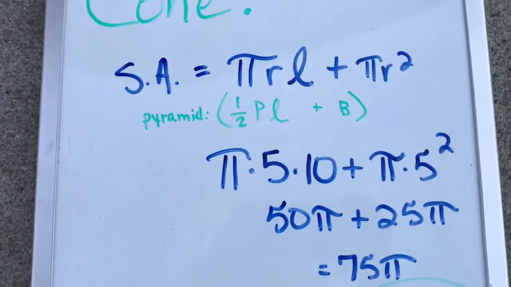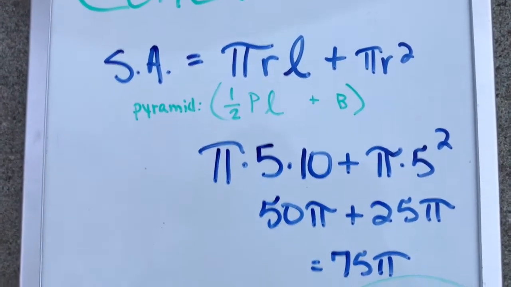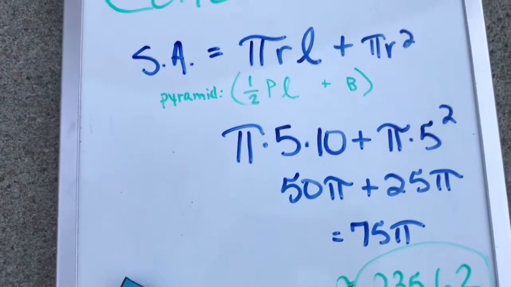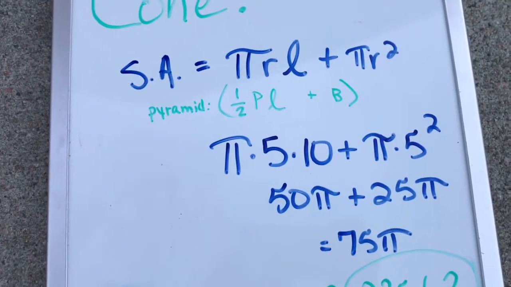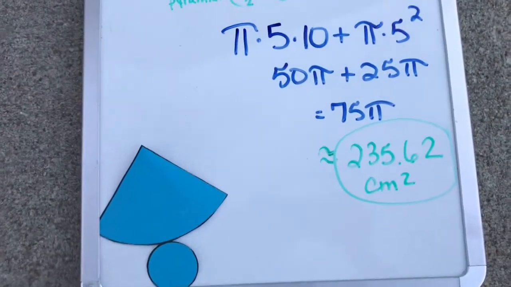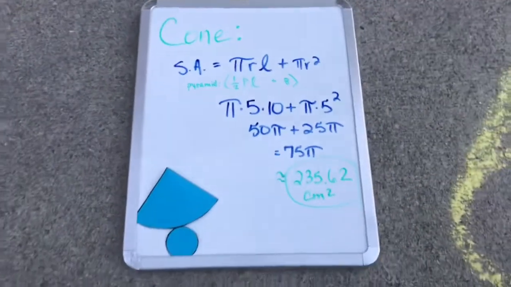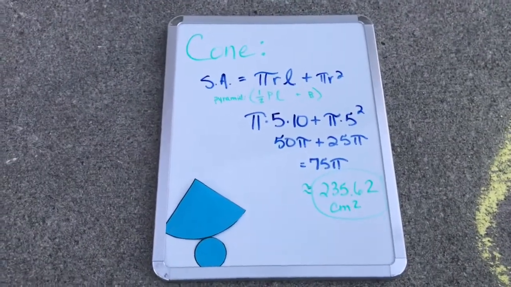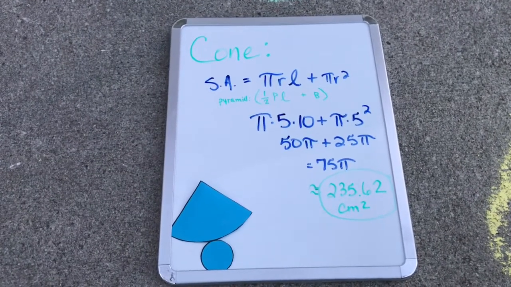I just plugged it in here. Pi times radius, or 5, times slant height, which is 10, plus pi times radius squared, pi times 5 squared. So we get 50 pi plus 25 pi, or 75 pi centimeters squared, which is approximately 235.62 square centimeters. You guys did it! This is about the hardest section of the quarter, so congratulations.